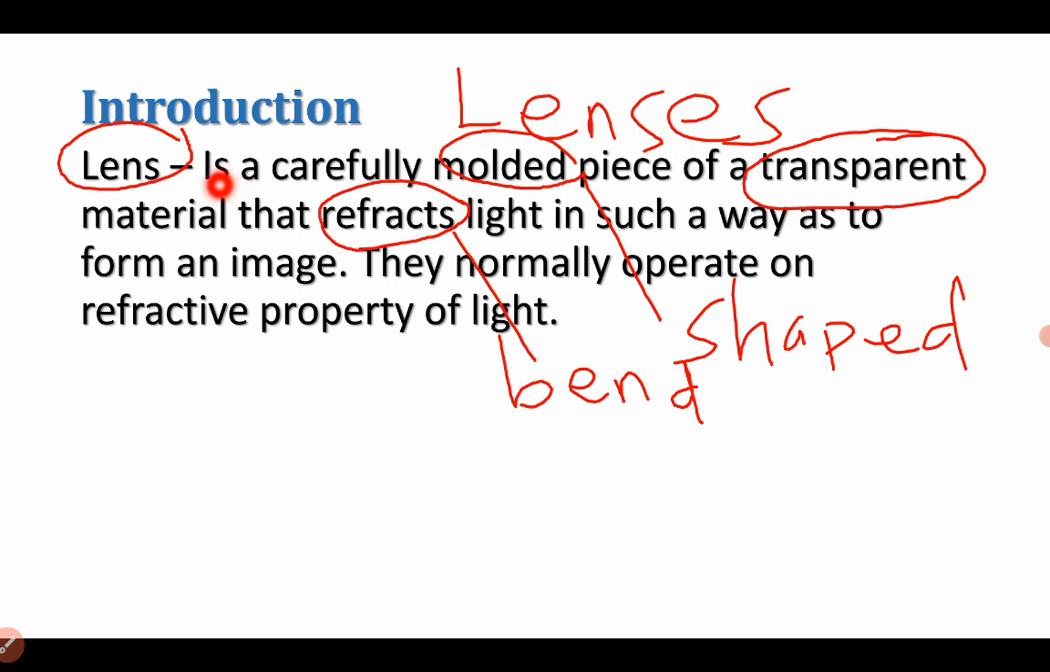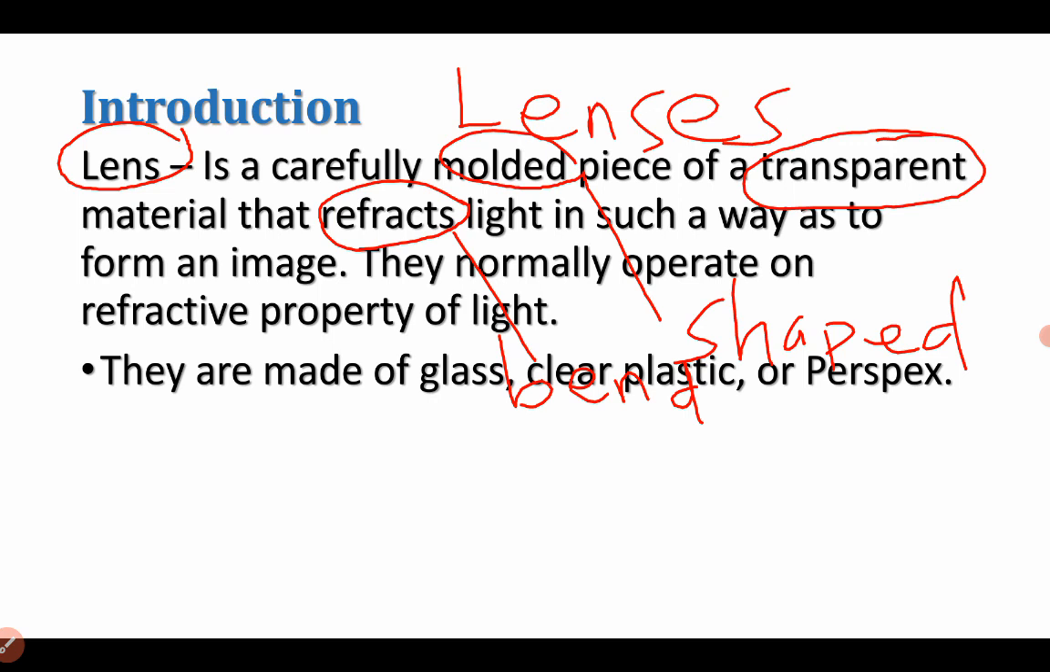So once again, the definition of a lens. A lens is a carefully molded piece of transparent material that refracts, or that bends light, in such a way that it forms an image. So that's the definition.